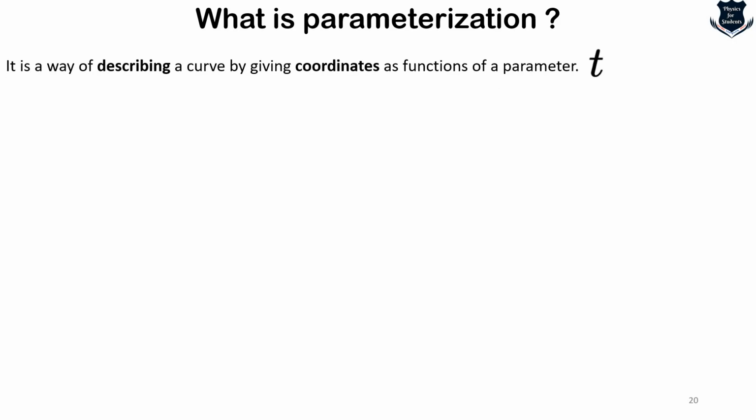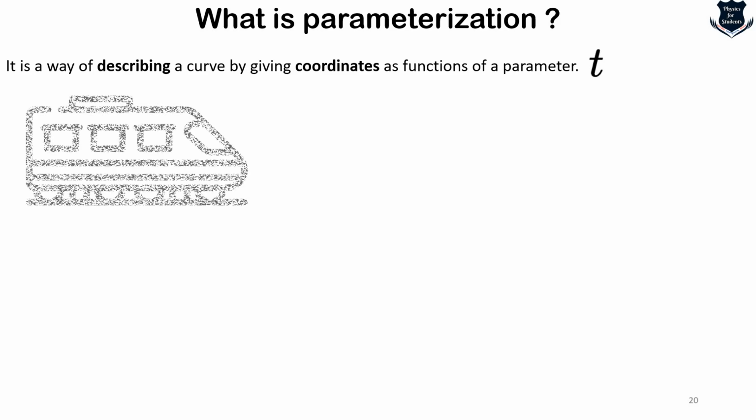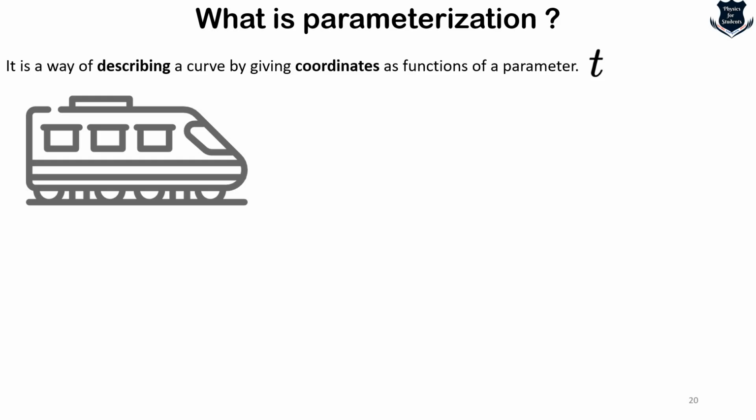It is a way of describing a curve by given coordinates which have a parameter, a variable which has a value called t. Now, I want you to imagine a train running along a track. The track is like the curve. Now, the parameterization is like a train schedule.